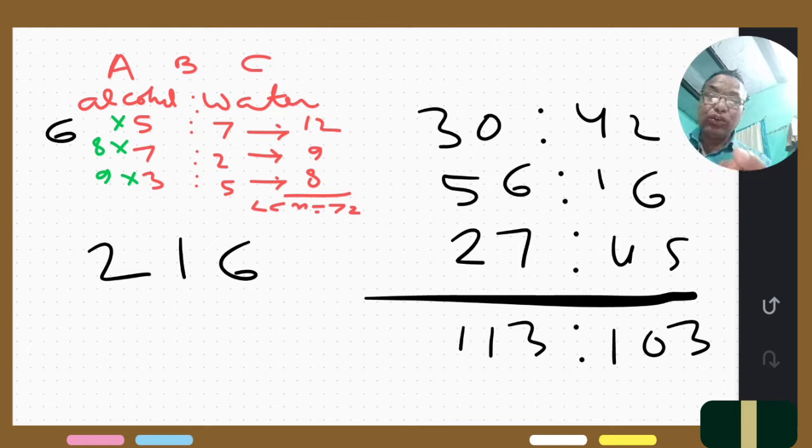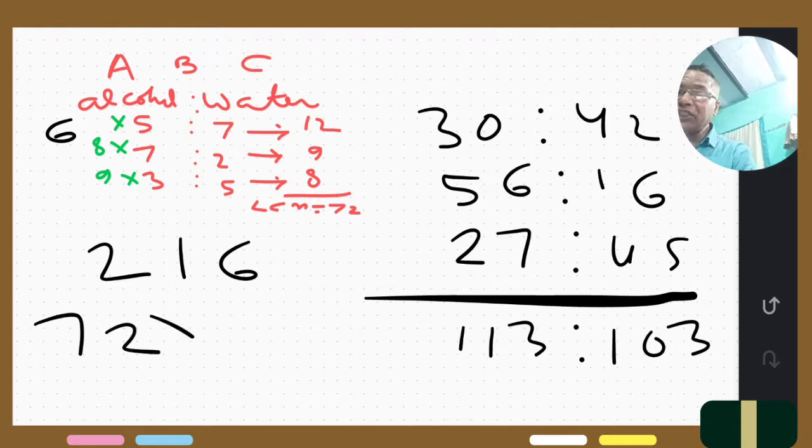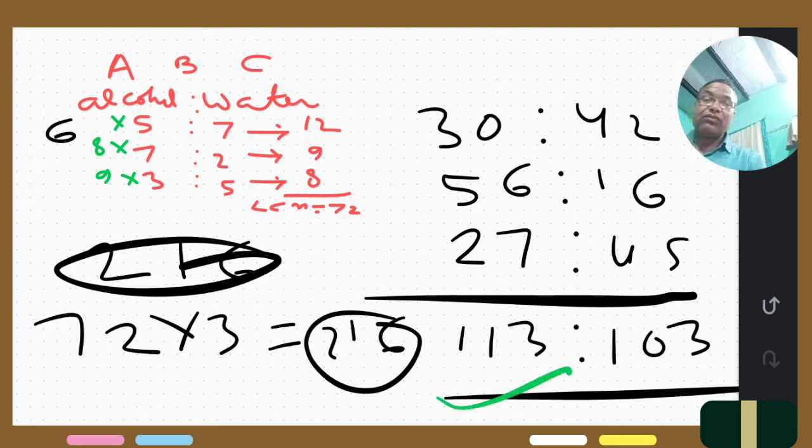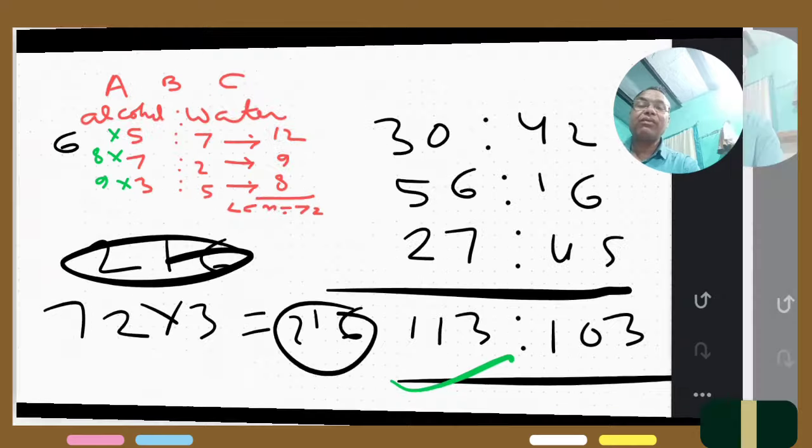Why we have to check? Because the total content of every ratio after balancing becomes 72. So 72 into 3 should come: 3 2s are 6 and 3 7s are 21, 216. So this is correctly matched. Means the ratio of the merged mixture is 113 ratio 103. This is the correct answer. That way we can solve this question very fast.